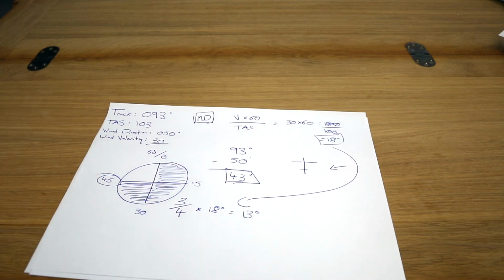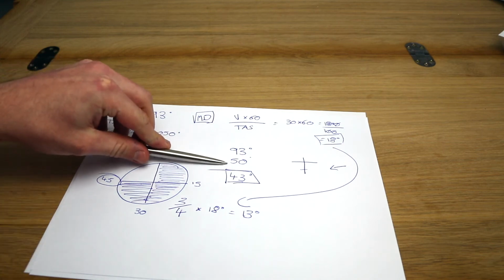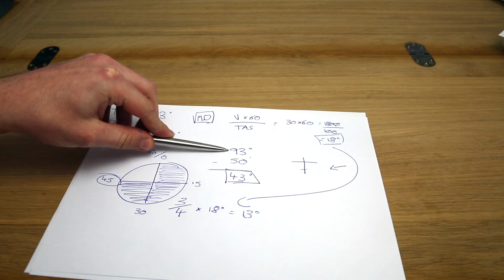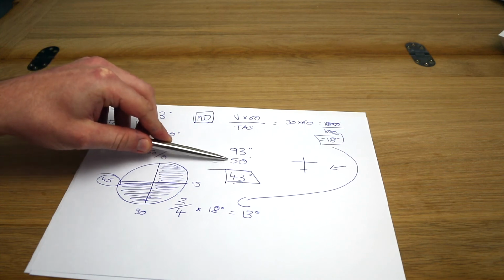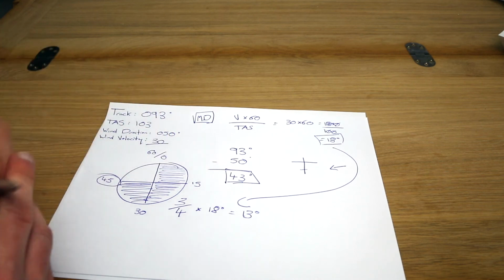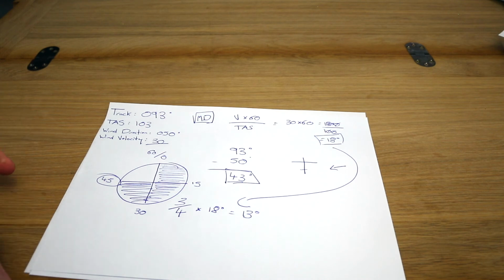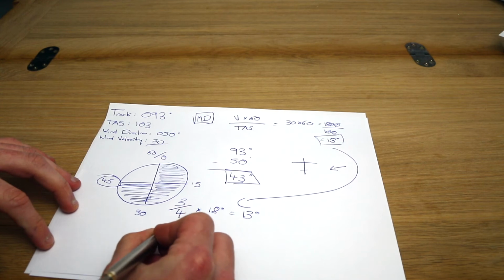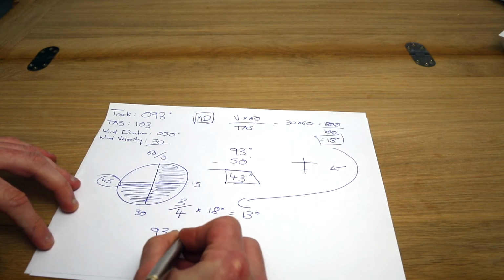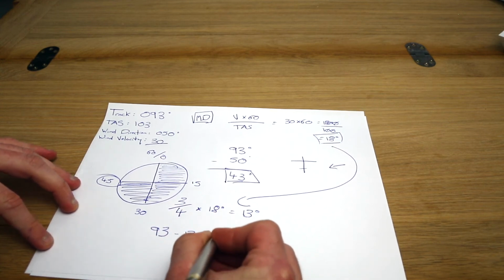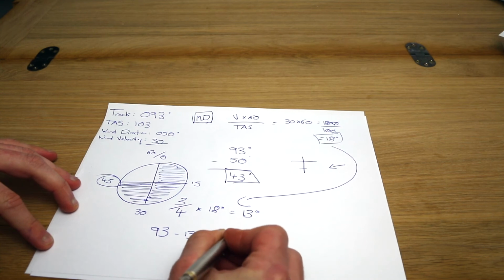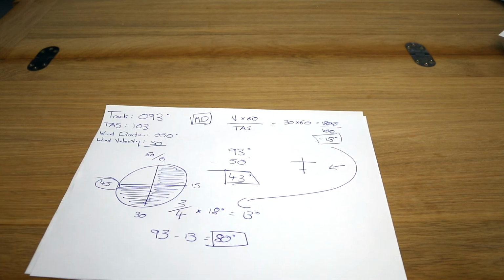So we know that we're going to have to turn 13 degrees, but in which direction? Well, we're always going to have to turn towards the wind, and in this case the wind is less than the track. So because it's less, we're going to have to turn towards it. So we're going to have to turn towards a lower number from a higher number. Therefore we're going to have to decrease it. 93 our track minus the drift 13 equals 80 degrees. And this now is the heading that we're looking to fly.